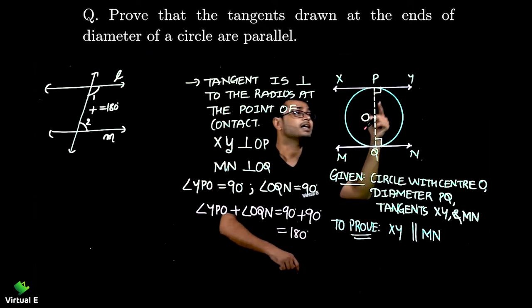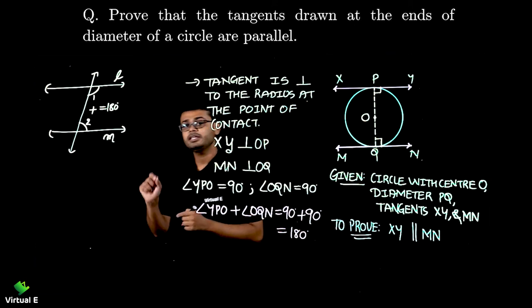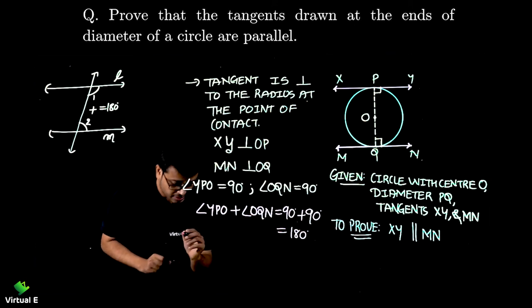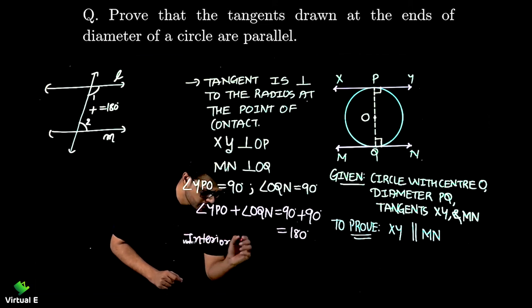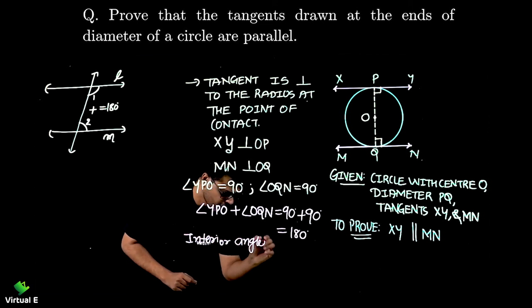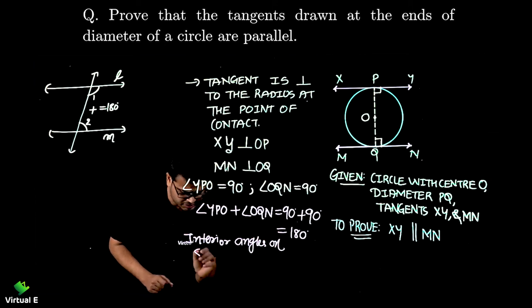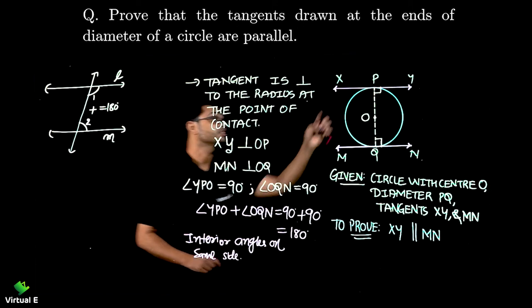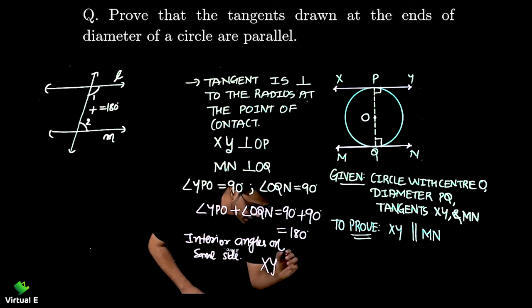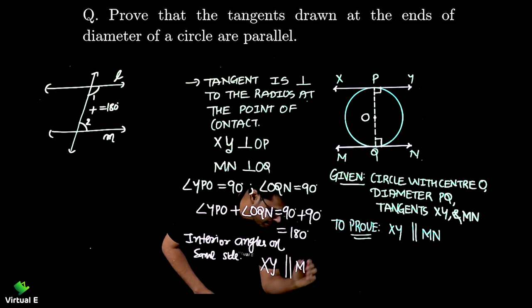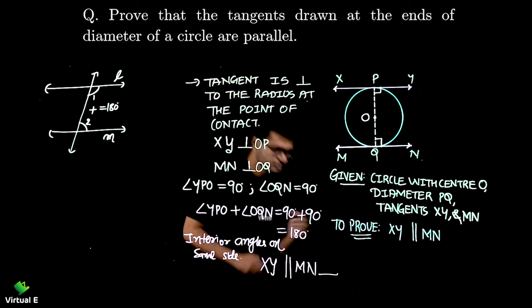Done. So I can say that these two angles are interior angles on the same side, right? So these two lines are parallel. My final conclusion: XY parallel MN. We have proved it. Done.